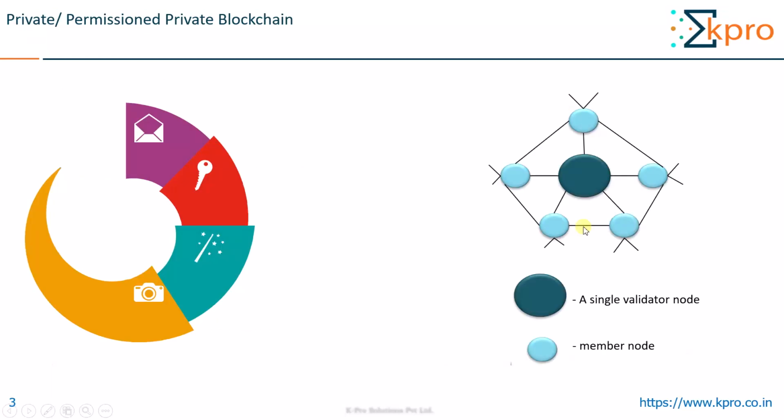So this is what the private blockchain network looks like. There is a single validator node and these are the member nodes. As the name suggests, in a private blockchain, data will not be available to the public. Hence, the access is fully restricted. Here, only a single entity or an enterprise has control over the entire network. So here you can see, only this validator node will have control over this entire blockchain network. The member nodes cannot join the network unless they are invited by this validator node or the single privileged entity.